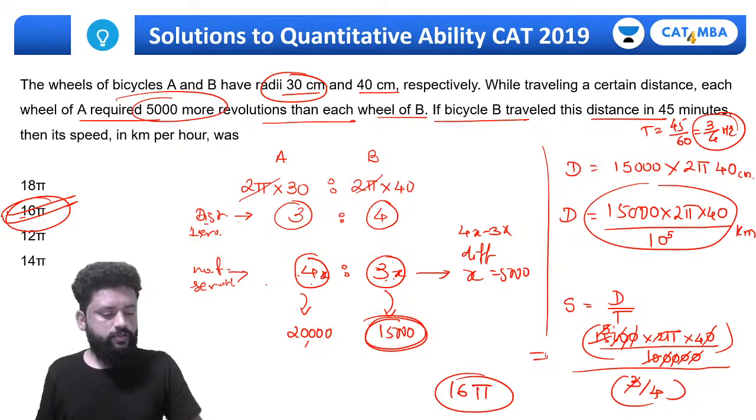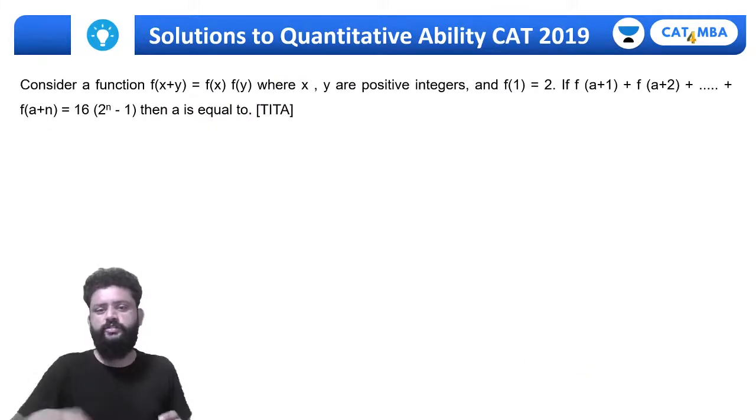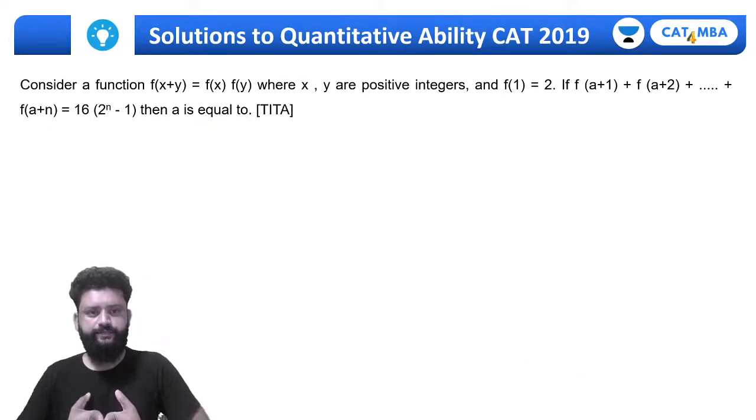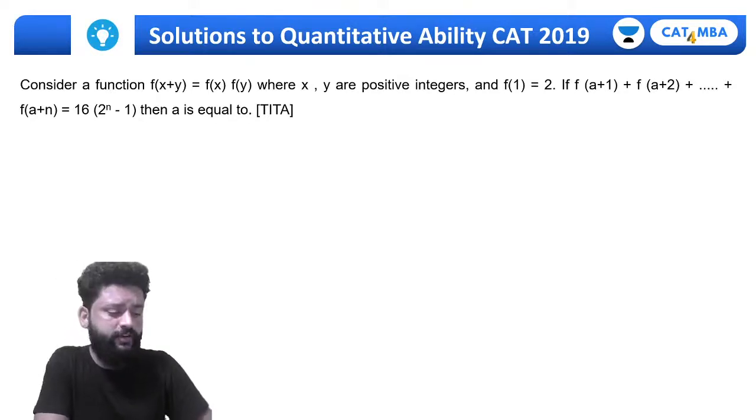So guys, last 2 questions for the day. Let's move to this question from functions, and a question on geometric progression, you can say. Always we get one or two questions related to arithmetic progression and geometric progressions in CAT.